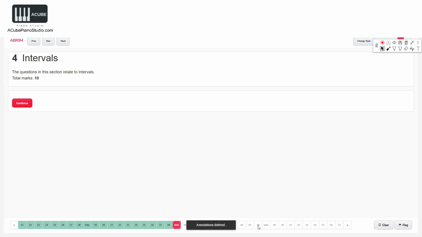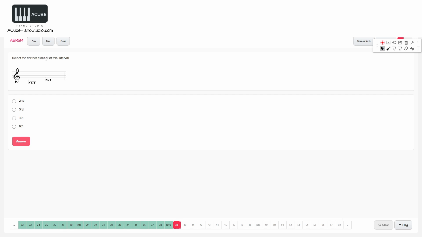Okay, and with that, we have completed the section on keys and scales. Let's move on to intervals. Select the correct number for this interval. So let's do it. This is B flat, then C, then D, then E flat. So it's 1, 2, 3, 4. So it's a fourth.